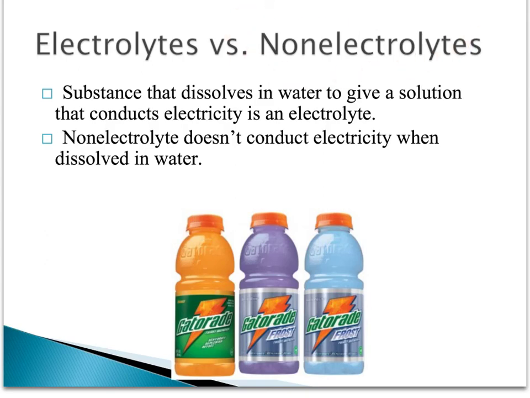In order to be an electrolyte, it has to be an ionic solution, or have ionic particles dissolved within the solution. And I can show you this tomorrow. So a substance that dissolves in water and gives a solution that conducts electricity is an electrolyte. And I'll show you using a light bulb and a battery that if you put salt into water, you can pass current through that.